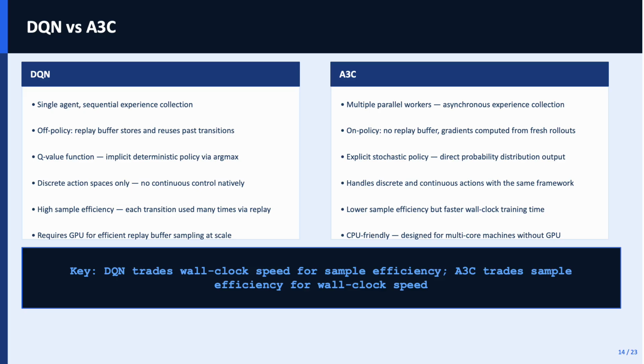A3C maintains no replay buffer, learns an explicit stochastic policy directly, and handles both discrete and continuous actions within the same framework. This makes it faster in wall clock time but less sample efficient because each transition is used exactly once.